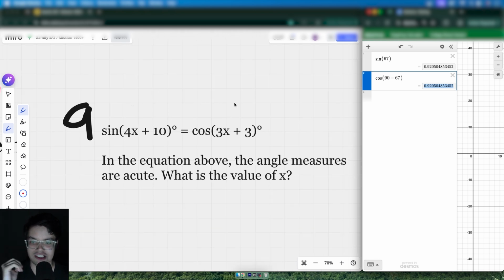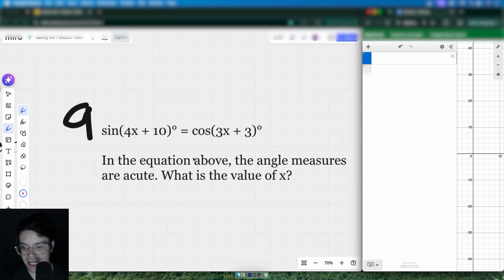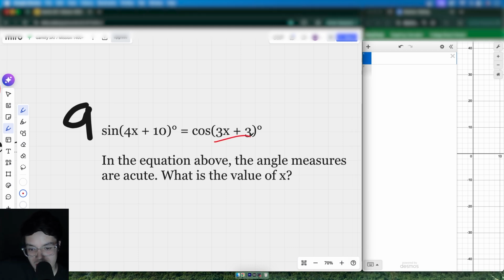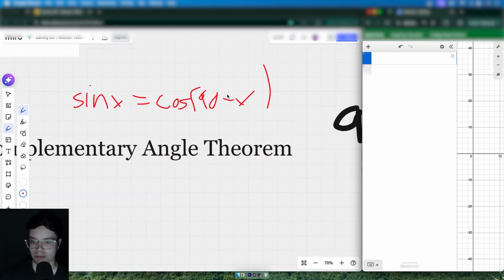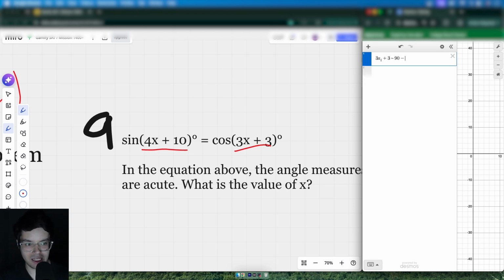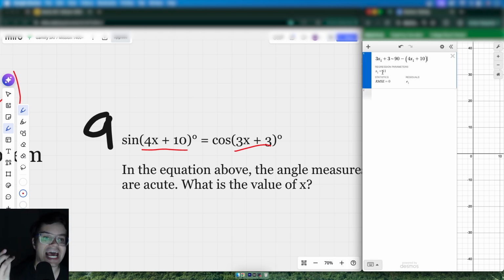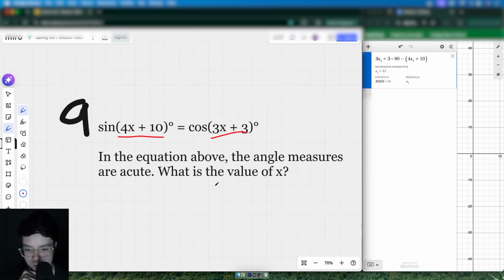For this one here, we have sine of this thing equals cosine of that thing. In the equation, the angle measures are in degrees. What is the value of x? This must equal 90 minus this, again according to the rule I just said up here. This is equal to 90 minus (4x + 10). And then we get x is equal to 11 here. So the value of x would just be 11.